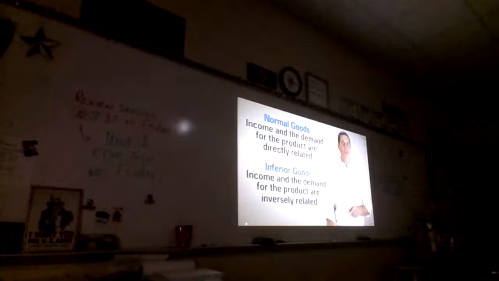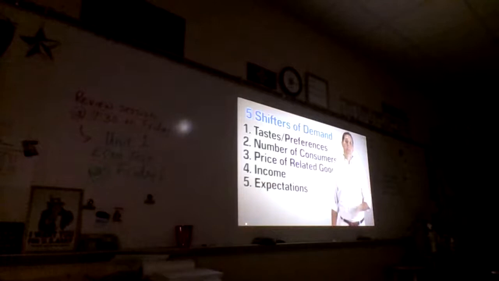The last shifter of demand is a change in expectation. So, for example, if you think the price of milk is going to decrease next week, you're going to buy less today, and so the demand would decrease. But if you think the price of milk is going to increase next week, you're actually going to buy a whole lot more today.